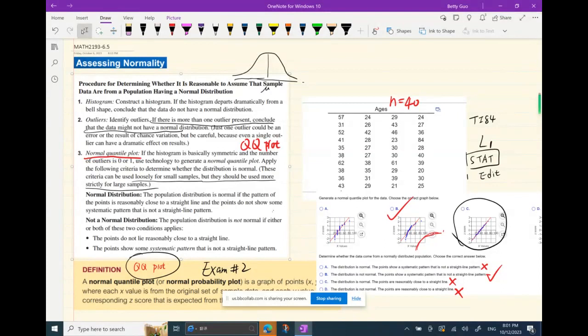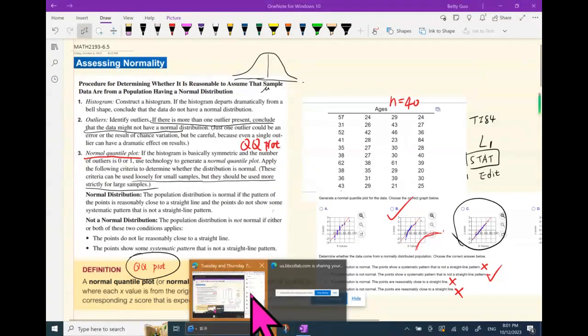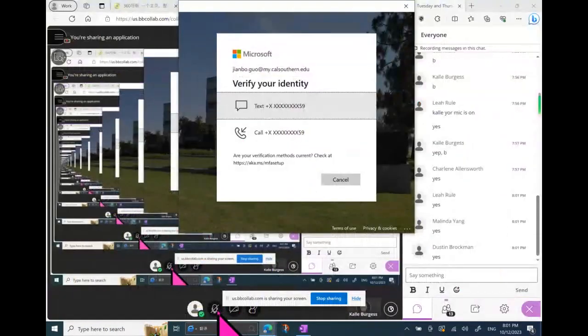Are we good? Yes or no? Yes. Yes, and I think doing the chapter homework will let us know if we're not.